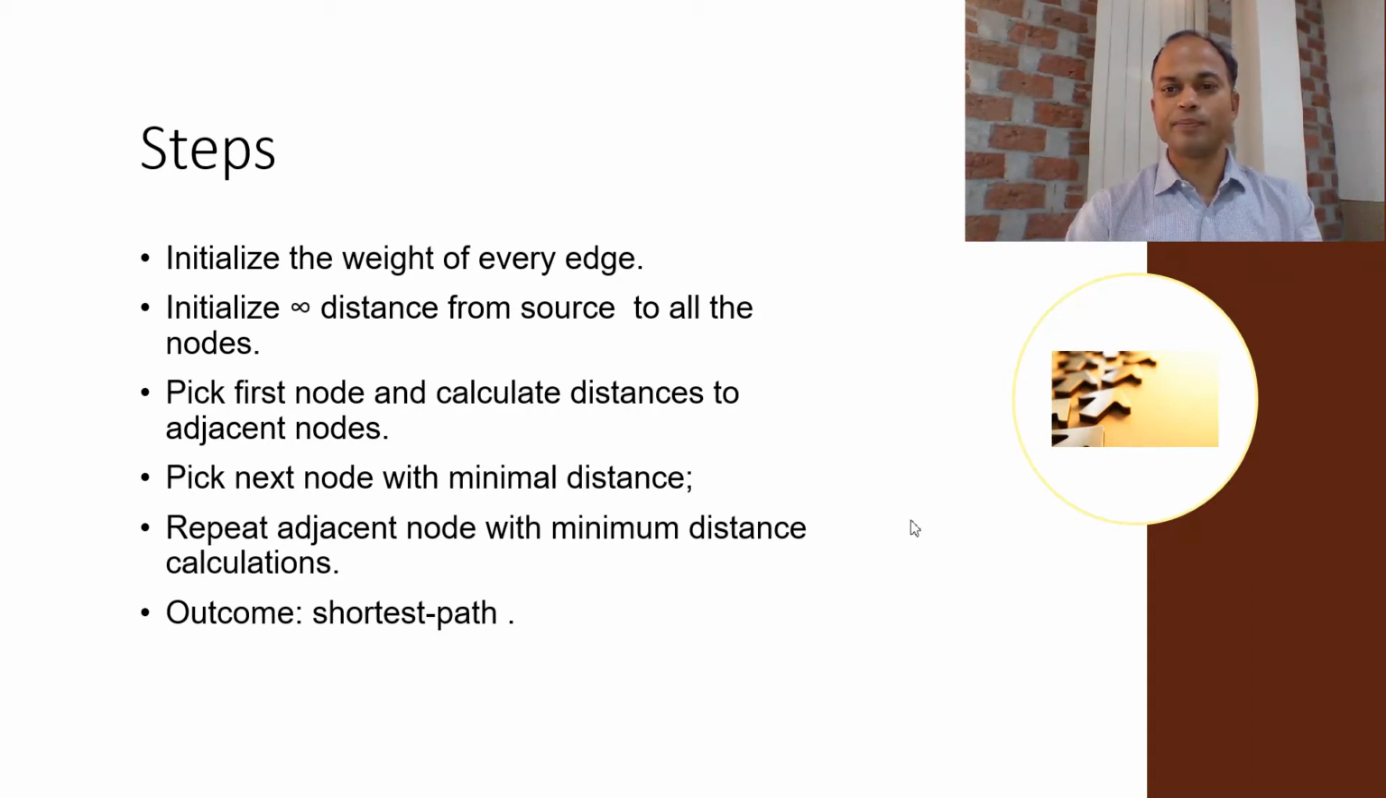Next step is to fix the first node and calculate distance to adjacent nodes. Pick next node with minimal distance. After it, repeat the adjacent node minimal distance calculation. And finally, our result is the shortest path.